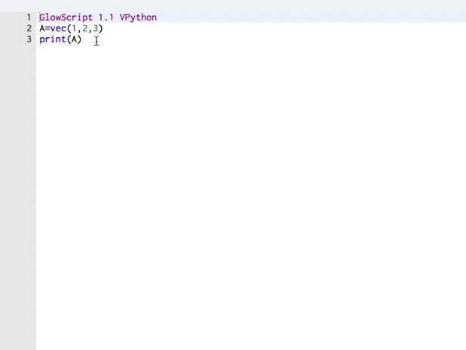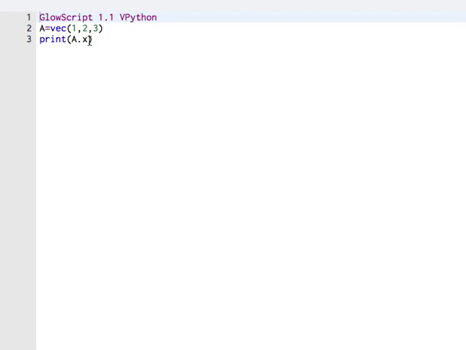Okay, so what could we do? What do you want to do with a vector? Let's first find the magnitude of this vector. When I have a vector like that, I can do print a.x. That's the x coordinate of this vector. Let's run that. 1, see? That's exactly what it was.